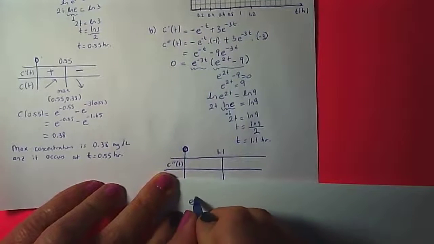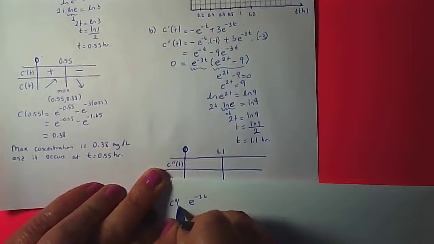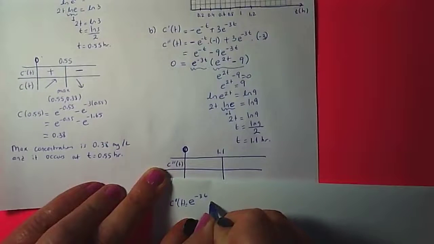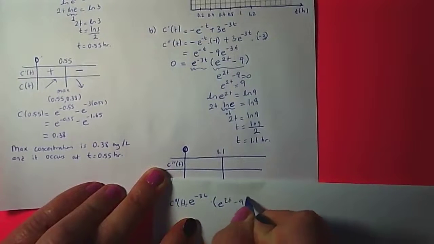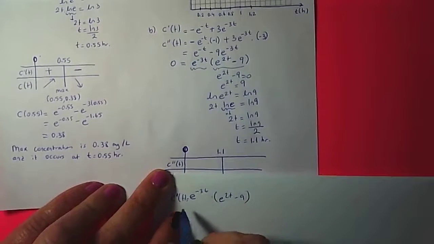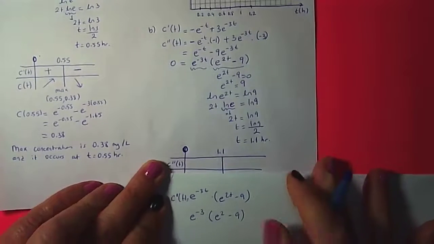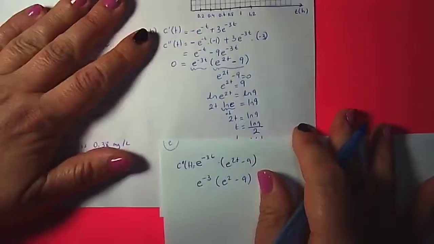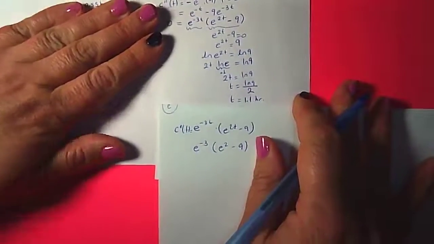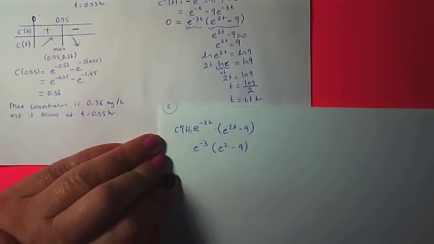So e to the power of negative 3t, e to the power of 2t minus 9 is the second derivative. And I'm going to sub 1 here. So e to the power of negative 3, e to the power of 2 minus 9. So e to the power of negative 3, again, if you write it with a positive exponent, it gives you 1 over e cubed. That's a positive value.